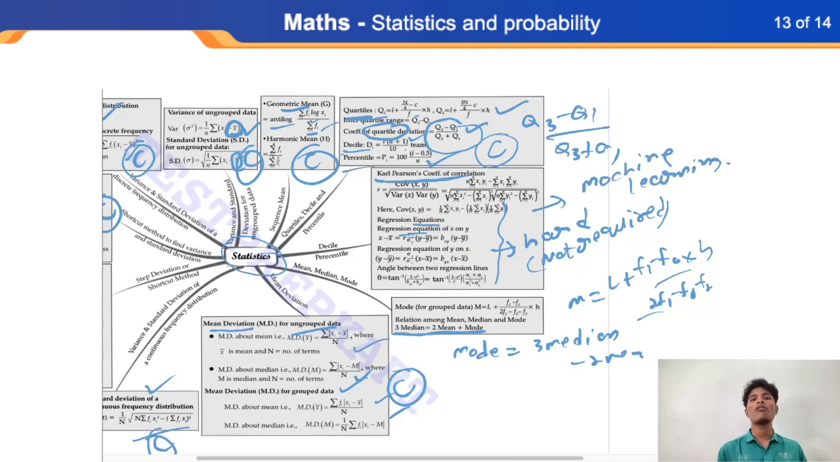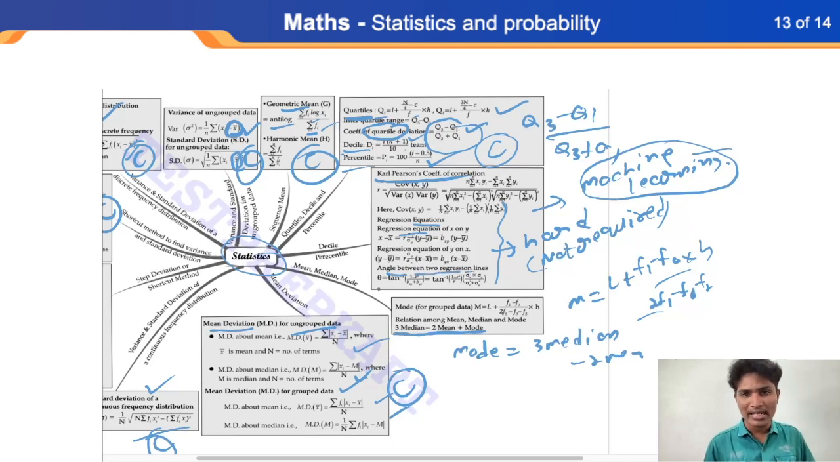After JEE Mains, you are going to join a BTech college. In that BTech college, you are going to learn the concept of machine learning. In that machine learning, these entire concepts are there. That is Karl Pearson coefficient of correlation. But according to JEE Mains, this is not in the syllabus. And the angle between two regression lines, that is theta is equal to tan inverse. These things are also in that only.